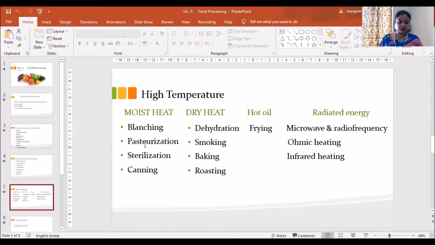You have different kinds of pasteurization here: high temperature short time, then low temperature long time, then ultra high temperature. Next is sterilization. So we are doing a sterilization method where you are sterilizing. You have commercial sterilization as well as a normal sterilization method, where you are sterilizing at a temperature of 121 degrees Celsius for various fluids. Then you have the canning method. Talk about the canning method.